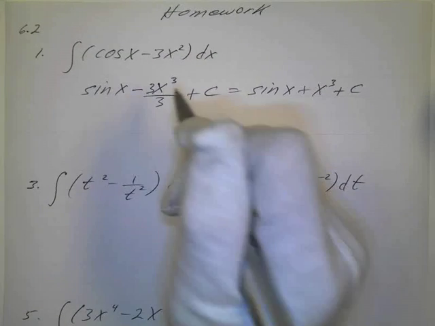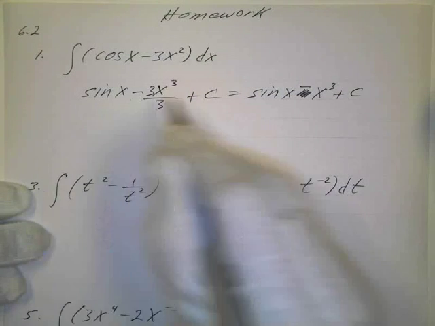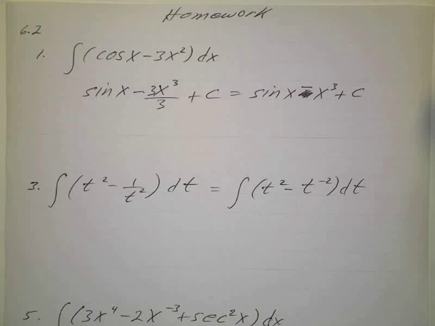Oh, I'm sorry, this should be negative, pardon me. Because there's a negative there, I just transposed that wrong. So it's sine of x minus x cubed plus c.